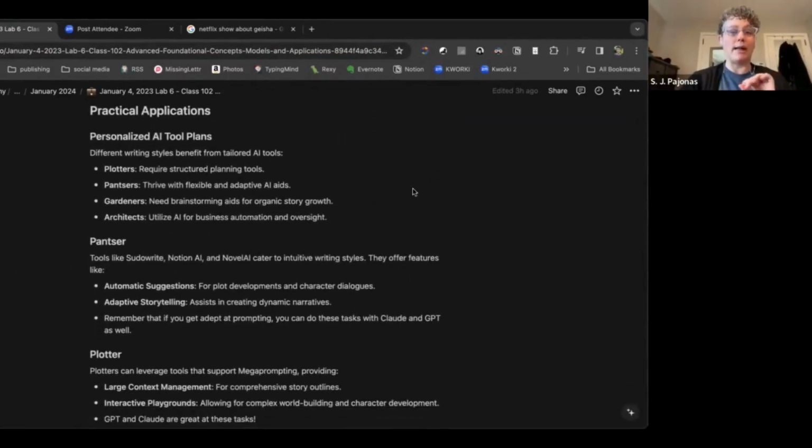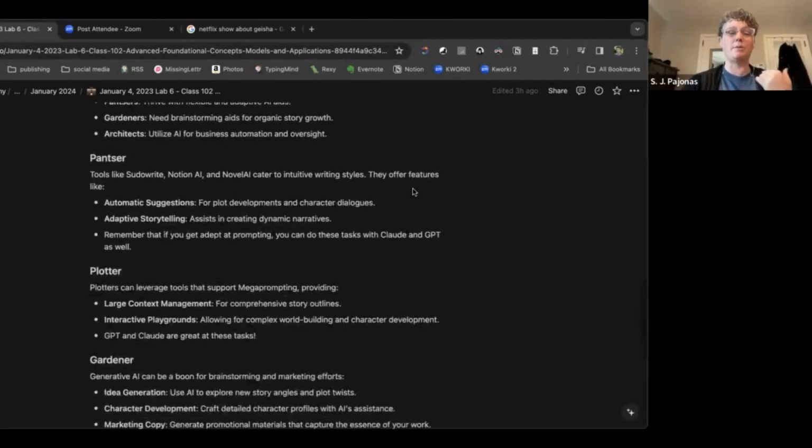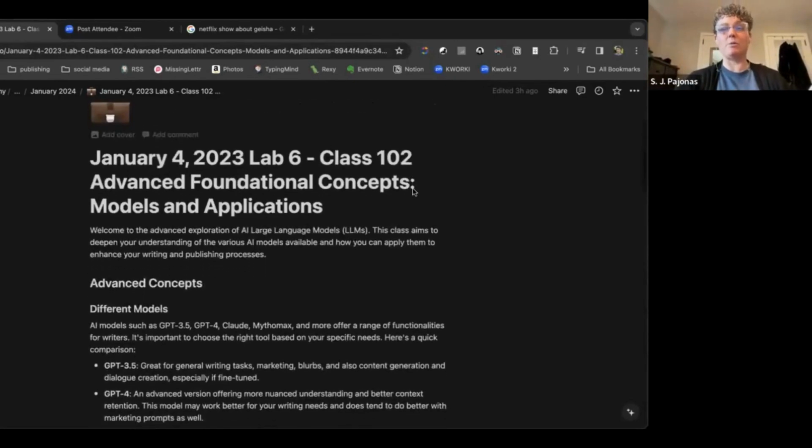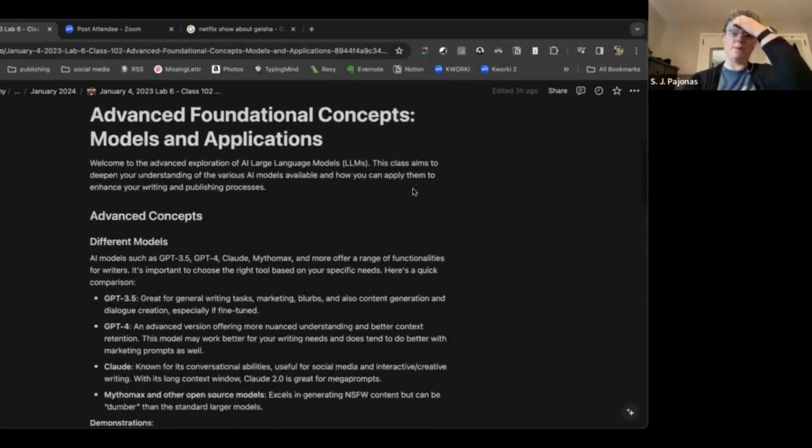And then practical applications. We say here personalized AI tool plans, but these are sort of personas for most of the writers out there. We've got plotters, we've got pantsers, we've got gardeners and architects, and we're going to be talking about those today. And that'll be pretty much it for this 102 class. Okay, so let's get started.